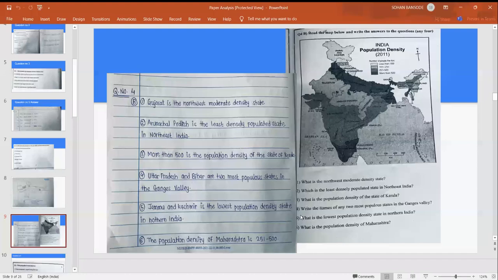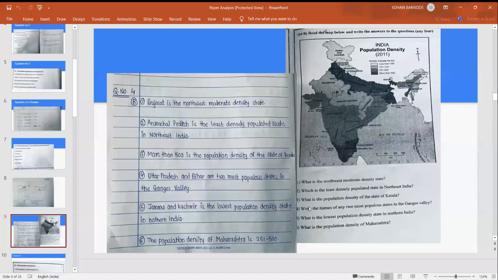Third question is: what is the population density of the state of Kerala? Now in the map we have seen that Kerala is densely populated. That means the population must be above 500 per square kilometer. So we'll match the colors in the index and in the map. In the index, more than 500 is given the darkest black color, and Kerala state is the same. So the population density of Kerala is more than 500.